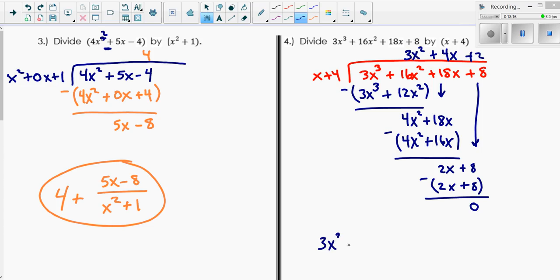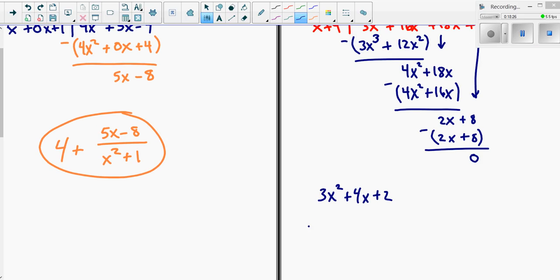It's 3x squared plus 4x plus 2. Alright, the fact that there is no remainder, we want to make note of this. That means that x plus 4 is a factor. So that means you can factor this out, and x plus 4 would be a factor.